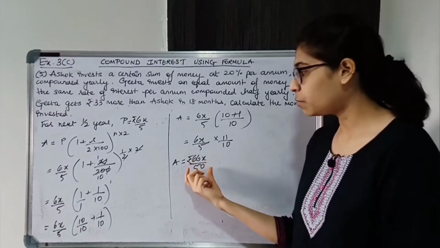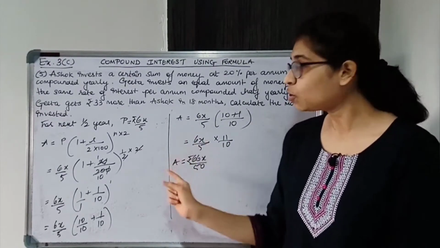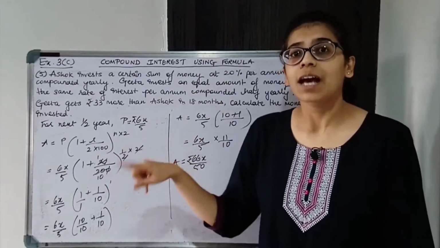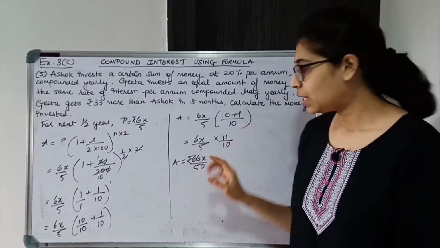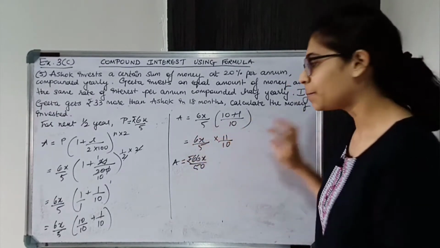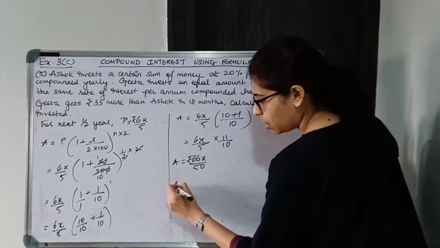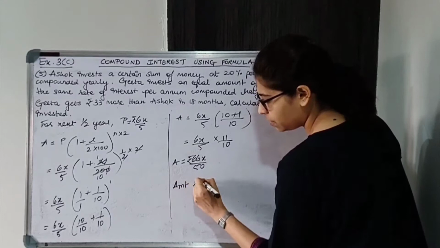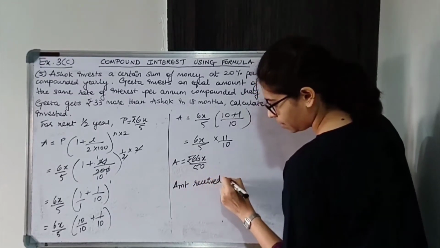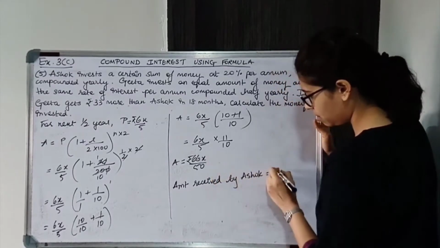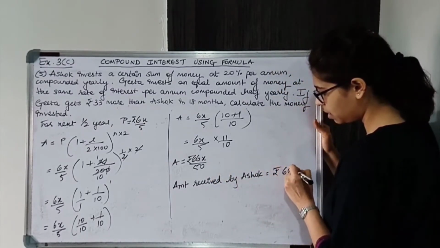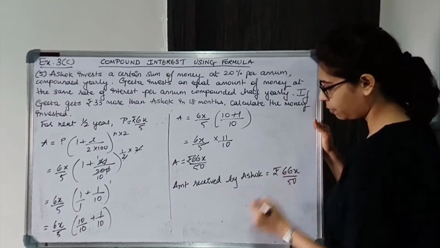This is the total amount, because we took the amount of first year as principal and then we found the amount for the next half year. So this is the total amount. Okay, so amount received by Ashok is rupees 66x upon 50.